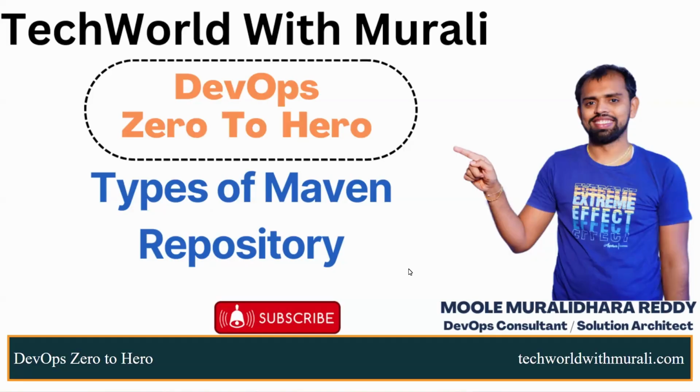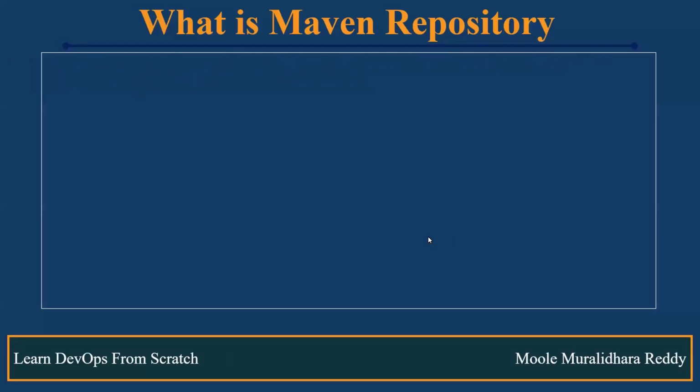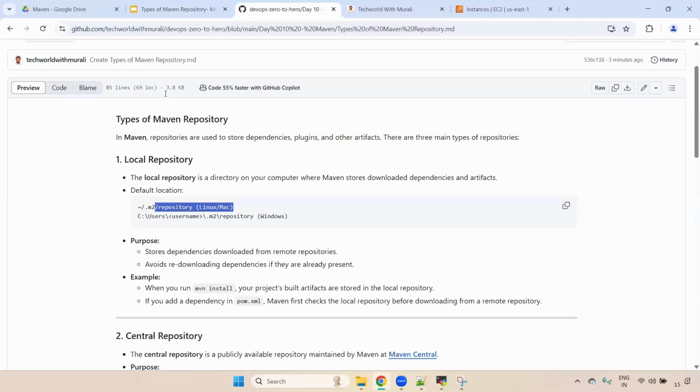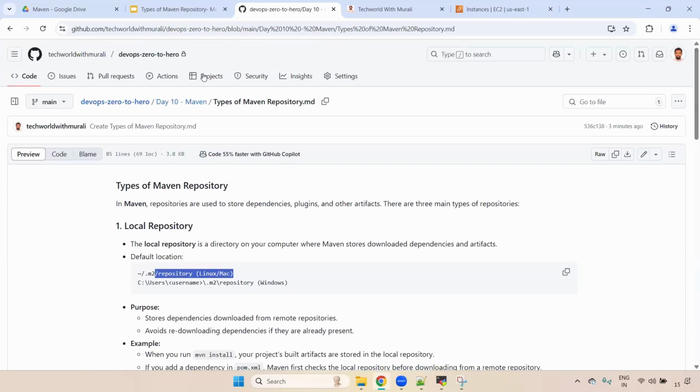Now we are going to discuss the types of Maven repository. Let's see that so that you will get some idea. For that, here we have Maven, types of Maven repository. Here I have written a README file. We can go step by step.